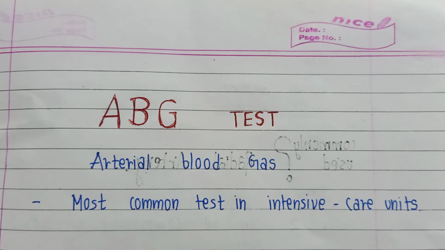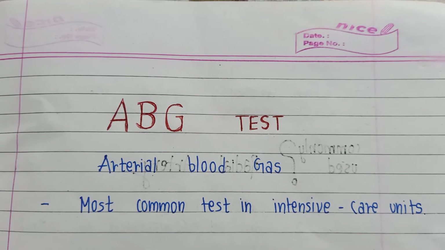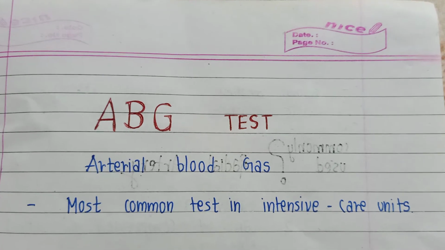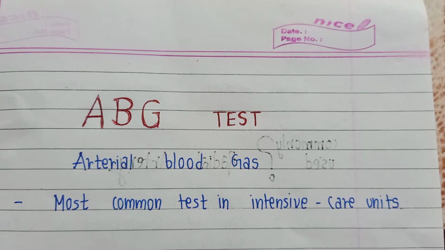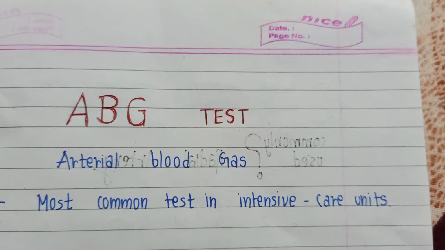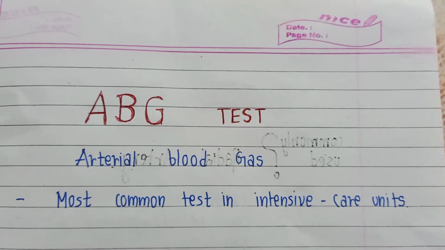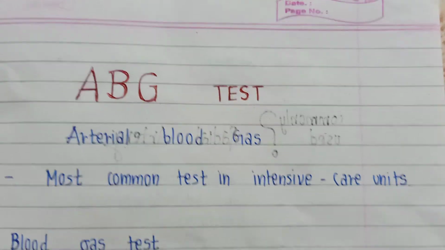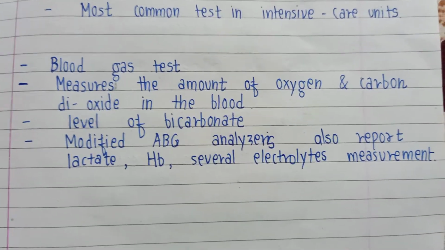So the full form of ABG test is arterial blood gas. It is the most common test that is done in the intensive care unit, such as the ICU and the CCU. So it is very important to know about the ABG test. It is a type of blood gas test.